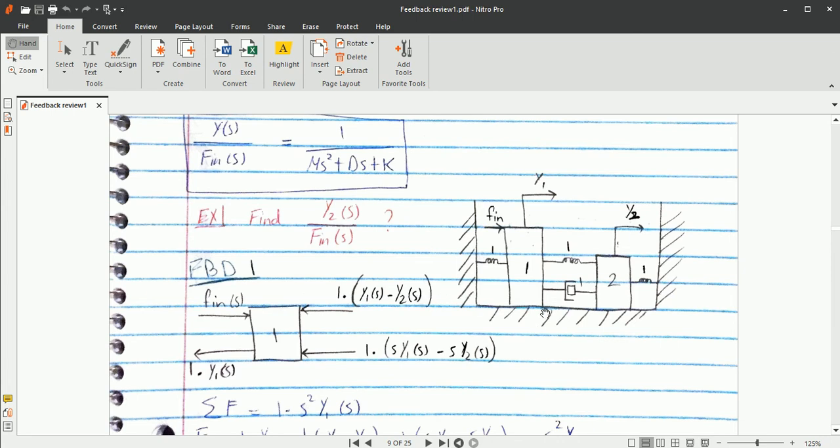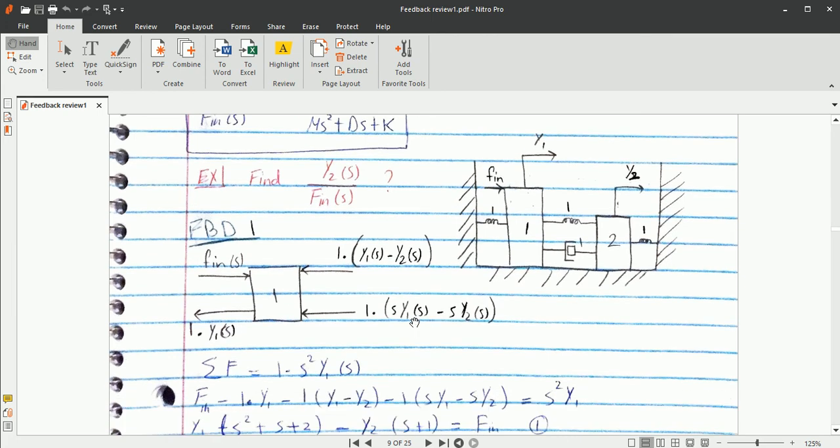So how will you write these two forces? Do we write this like 1 into y1 minus y2, because y1 and y2 are in relative motion here. So you will write 1 dot y1 minus y2. There are two motions involved here, not one. So you will write 1 dot y1 minus y2, and here you will write s into 1 dot y1 minus y2, like this: 1 dot s into y1 s minus s into y2. Take this s common, you will get y1 minus y2.